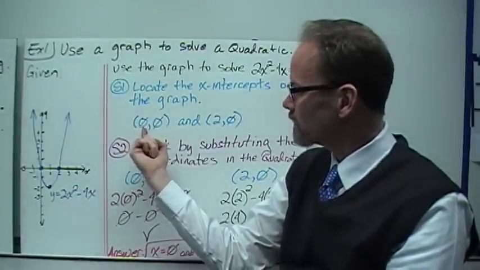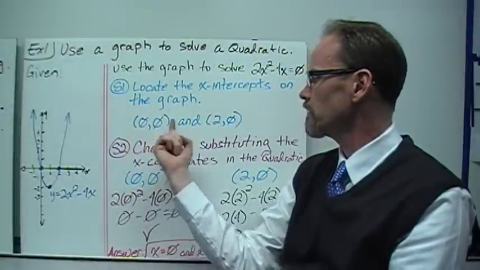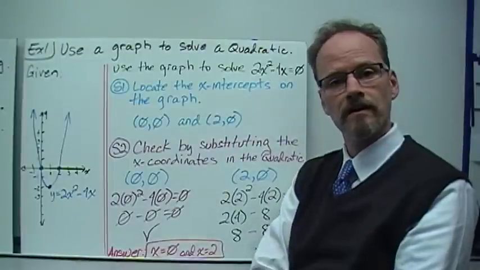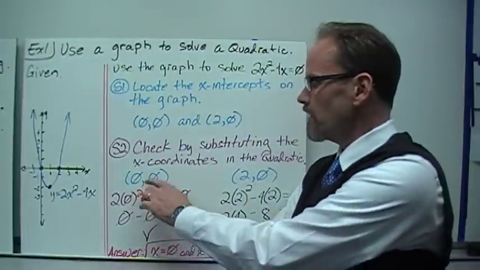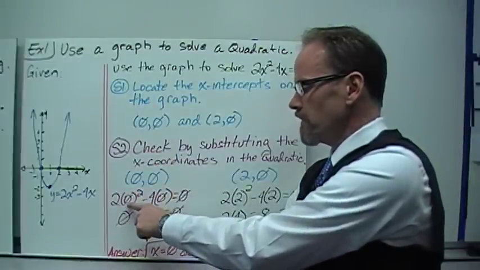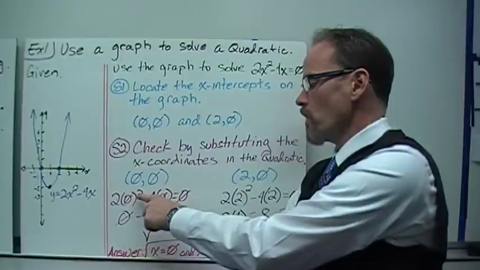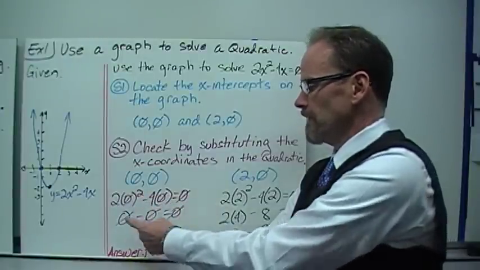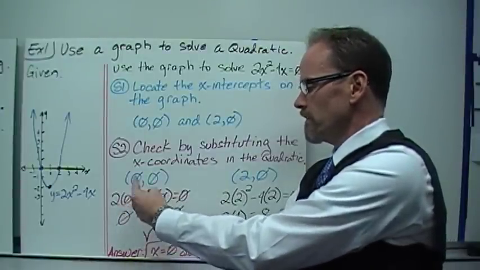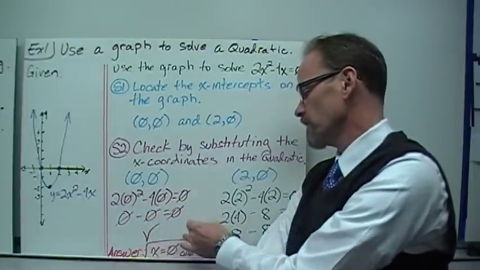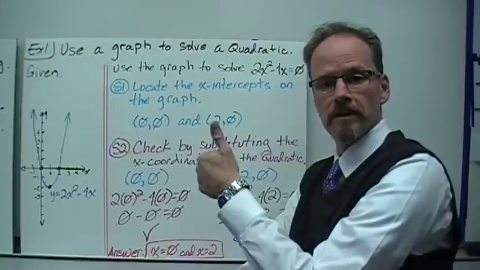Take the x-coordinates, 0 and 2, substitute them into the quadratic, and work it out. On this side, we take the x-coordinate, 0, and we plug it in for x. 2 times 0 squared minus 4 times 0 equals 0. You all know 0 times all this stuff is a big fat 0. 0 is 0. Checks out. We're good to go.